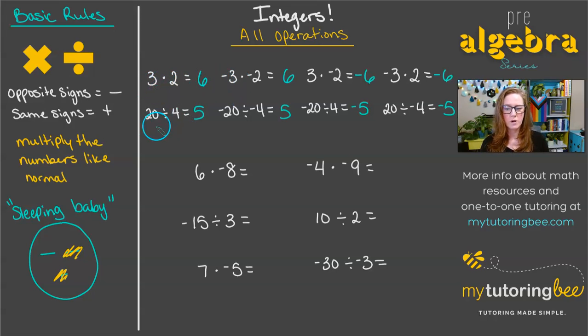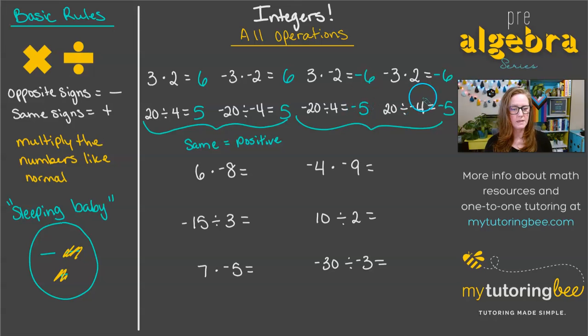In all 4 of these problems, our signs are the same. So here, both signs are positive, both signs are positive. In these two, both signs are negative and negative. So when our signs are the same, that's going to result in a positive answer. We can see that all of our answers here are positive.